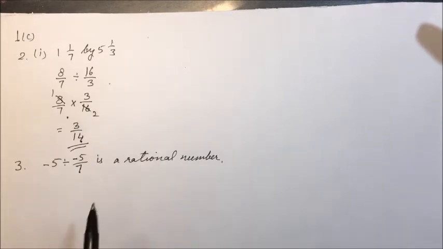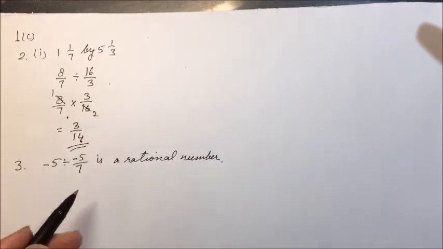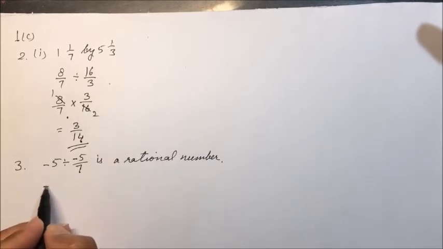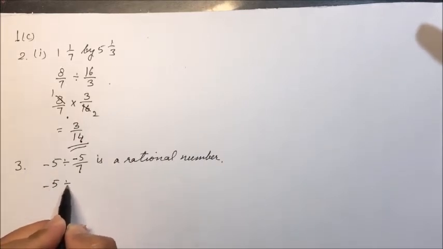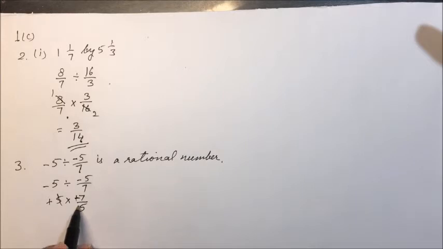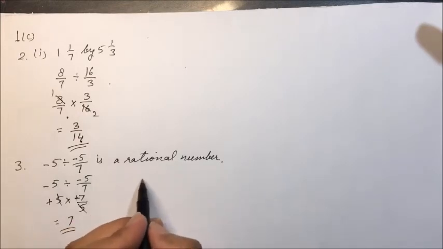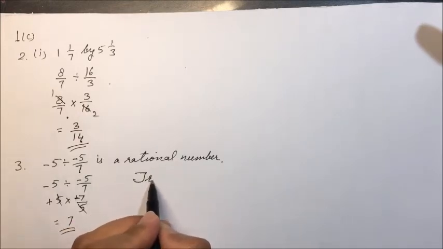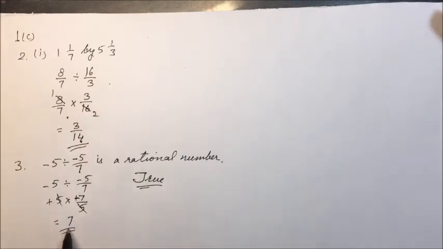We can say that. Now by solving we can prove as well. So minus 5 divided by minus 5 upon 7. Minus 5 into, take the reciprocal of this, 7 upon 5. Putting the minus sign here. Minus minus becomes plus 5. 5 get cancelled. We are getting 7 as a result. And 7 is a rational number. So this statement is true.